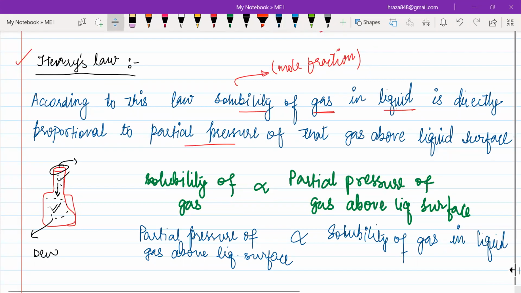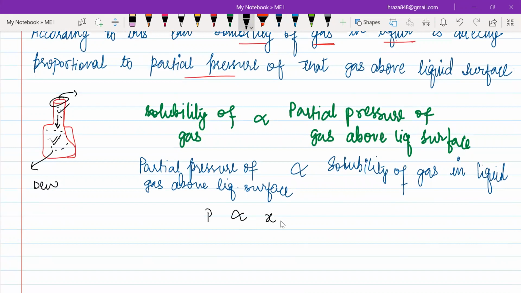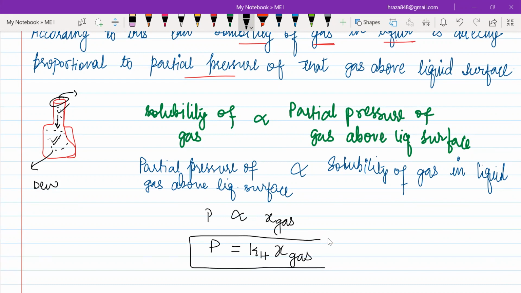Now I'm going to denote this partial pressure with P, which is directly proportional to the mole fraction of the gas above the liquid surface. To remove this proportionality sign, we take a constant known as Henry's constant, KH, and this is the mole fraction of gas. So this is the formula we get from Henry's law: P equals KH times the mole fraction of gas.